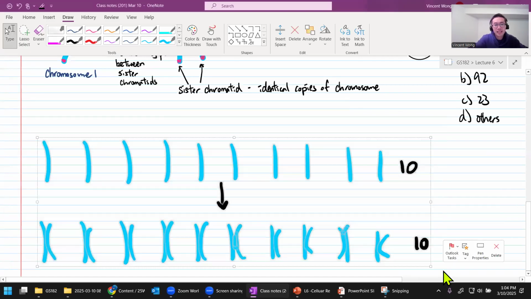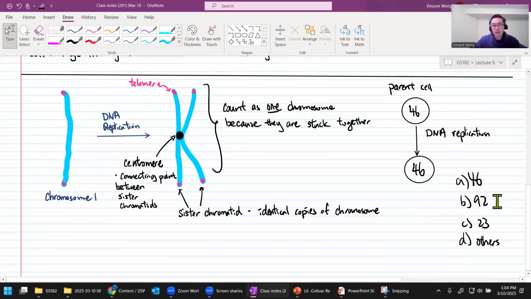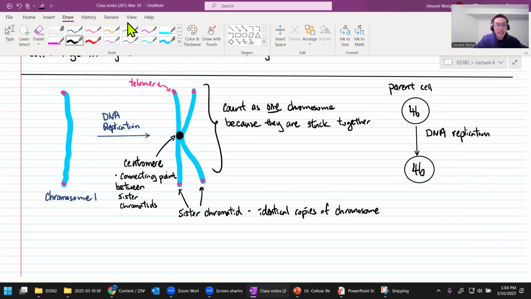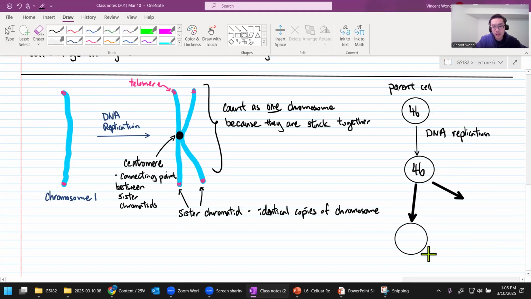They don't fall for that anymore, but it's the same concept. All right. So if you start with 46 chromosomes, after DNA replication, it's still 46. Then we will see afterwards that we are going to separate the cells, and then over here we will have 46 and 46 again. So these are called daughter cells.